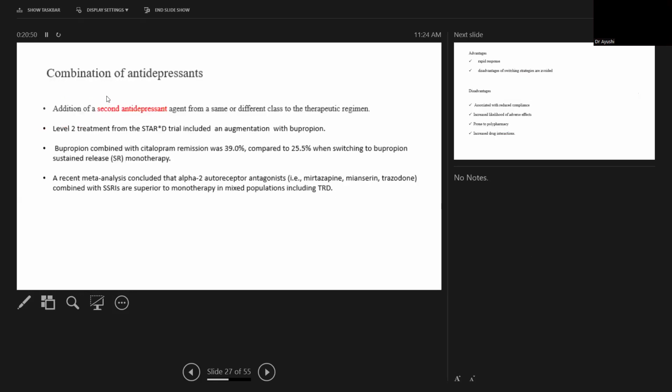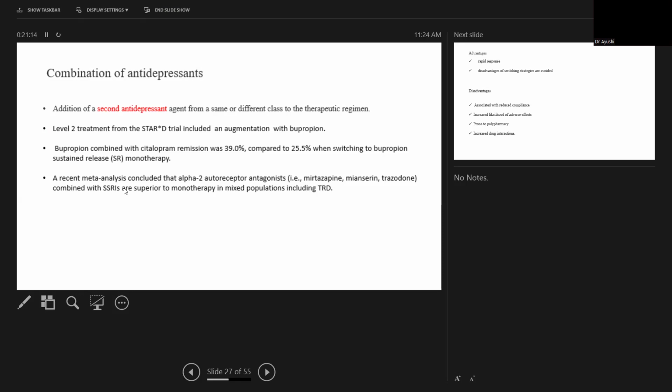Then there is combination of antidepressants. So combination is addition of a second antidepressant agent from the same or a different class to the therapeutic regimen. So in level 2 of the study trial, the augmentation was done with bupropion. So with bupropion combined with citalopram, remission was 39% compared with 25% when switching to bupropion sustained release monotherapy.